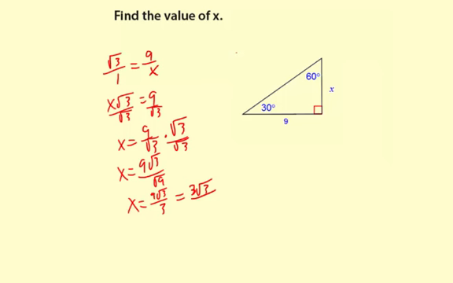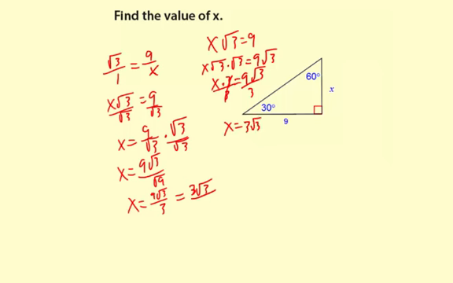Here's the other way. x square root 3 equals 9. This time I'm going to multiply by square root 3. So I'm going to say x square root 3 times another square root 3 equals 9 times square root 3. And so square root 3 times square root 3 makes square root 9, or simply 3. So it's going to be x times 3 equals 9 square root 3. And then divide both sides by 3. And we're going to get x equals 3 square root 3, because the 9 and the 3 simplify down to just 3. Okay, so those are two different ways to calculate.